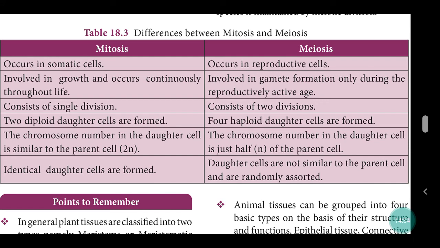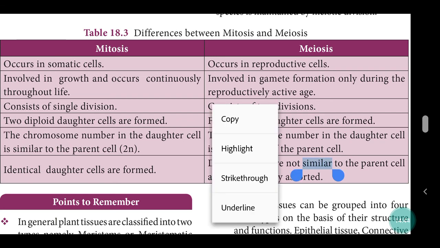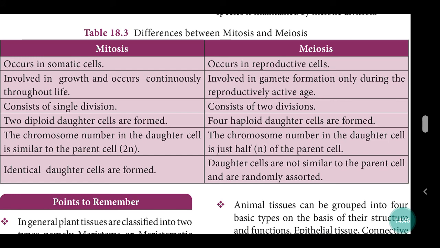Menarche. Mitosis consists of a single division, meiosis consists of 2 divisions. In mitosis, 2 diploid daughter cells are formed. In meiosis, 4 haploid daughter cells are formed. In mitosis, the chromosome number in the daughter cell is similar to the parent cell, 2n. In meiosis, the chromosome number in the daughter cell is just half of the parent cell. In mitosis, identical daughter cells are formed. Identical means same. In meiosis, daughter cells are not similar to the parent cell and are randomly assorted.